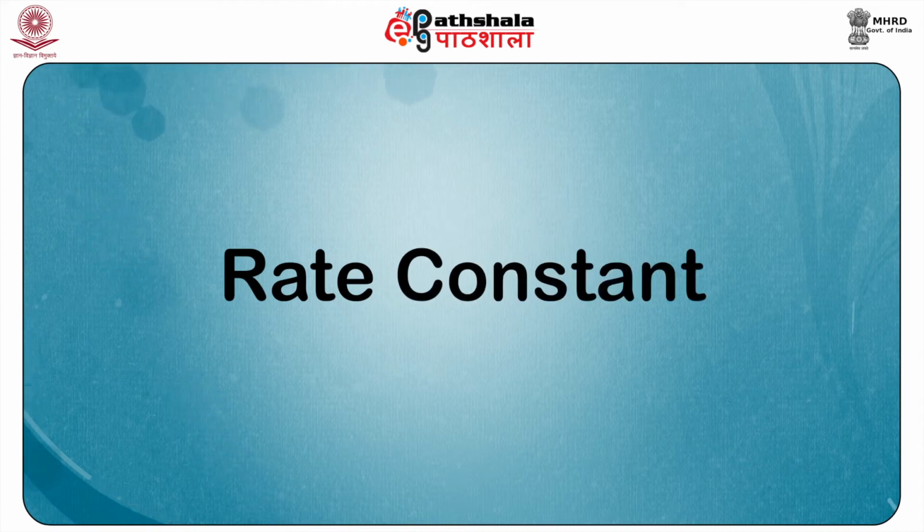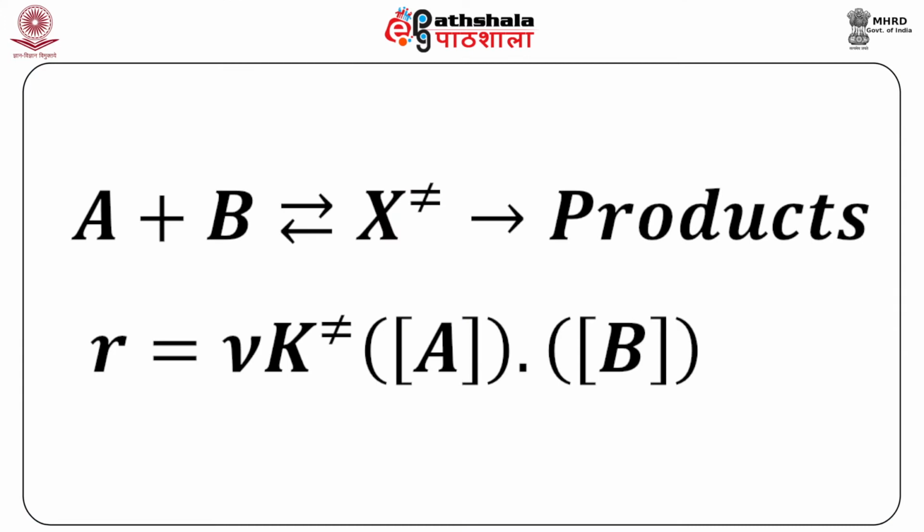rate constant equation. For the equation as discussed, A plus B giving transition state complex which gives the products, we expressed the rate as frequency into K into concentration A into concentration B. Now, since the transition state complex is in a process of decomposition, one of its vibrational degrees of freedom is in the process of becoming a translational degree of freedom.